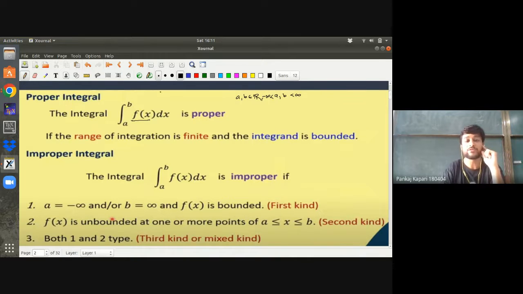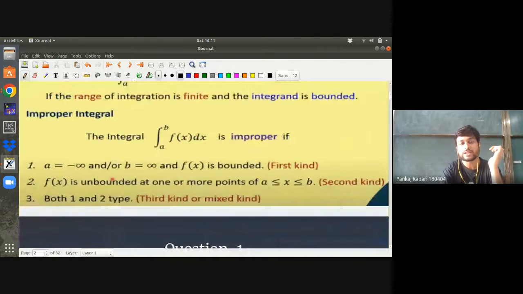Okay, so if either function is not bounded, a function becomes unbounded, or one of the values, the upper or lower limit, becomes infinity, in that case we say that it's an improper integral. Based on this boundedness of either the function or the range, we define them in two categories, mostly first and second. If the function is bounded, but either a or b is plus or minus infinity, then we say that this is an improper integral of the first kind.